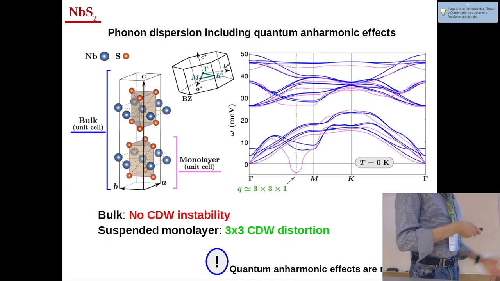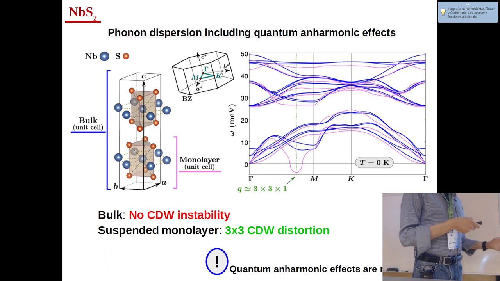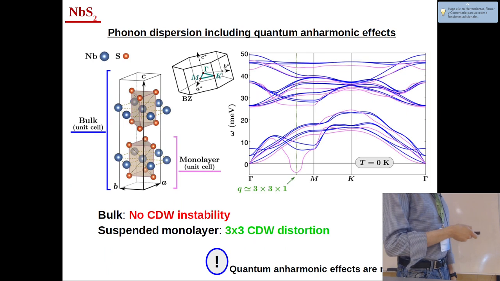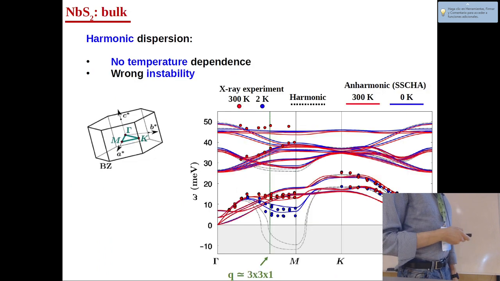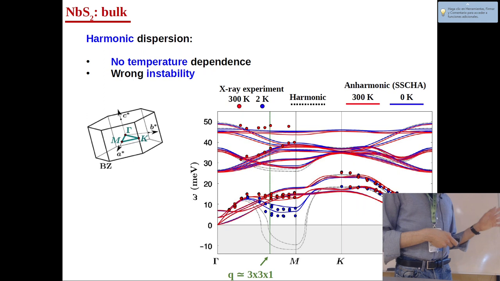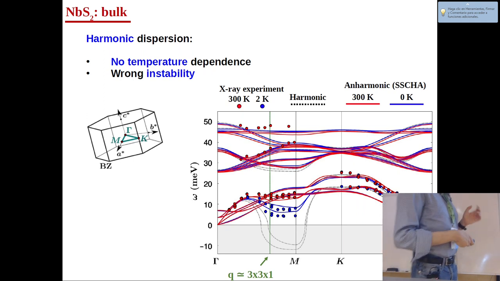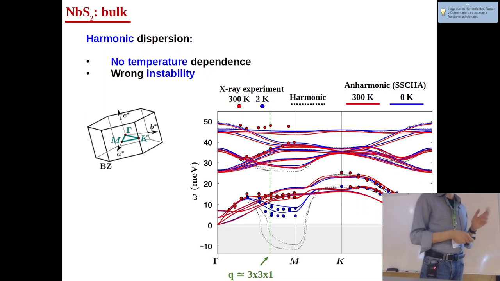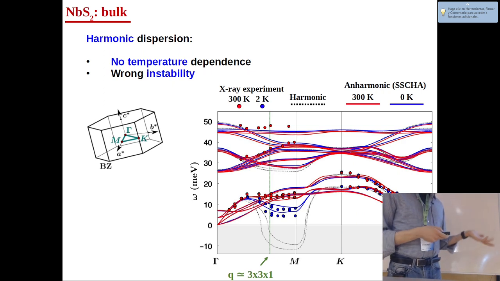So what are these lines? These are the phonon dispersion computed with the SCHA, including quantum anharmonic effects, in this case at zero temperature. So, as you see, no charge density wave instability in the bulk, but yes in the monolayer. For example, in the bulk, this is what you see when you compute the phonon dispersion in the harmonic approximation. So at the harmonic level, the system is unstable. But from experiment, they don't see any instability, and this is confirmed by our calculation.